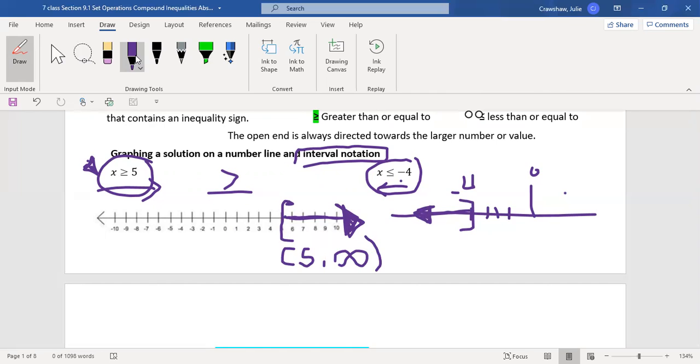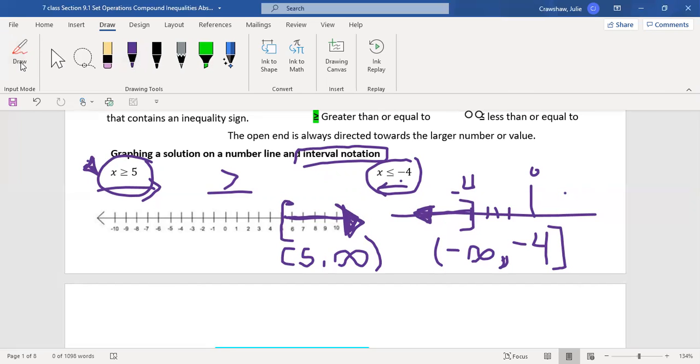Parenthesis means it's approaching. Now over here on x is less than or equal to -4, we always write our solution from smallest to largest. And since it's going to the left, that means it's going to negative infinity, which never stops. So it's a parenthesis, negative infinity, and it's going up to including -4. So we have to put comma -4 with a bracket, because bracket means includes. Parenthesis means it's approaching, bracket means it includes.